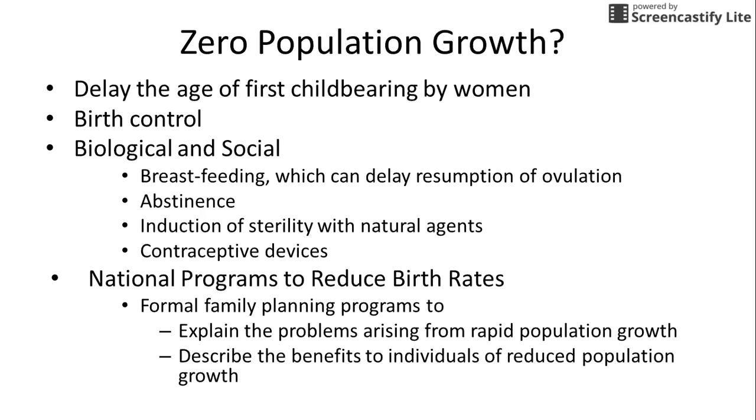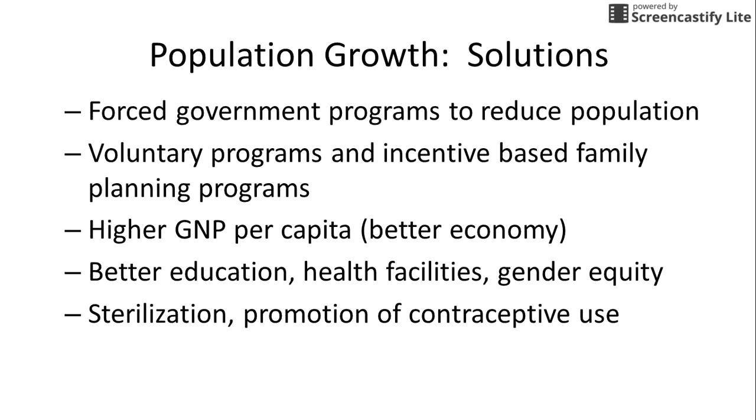And so, looking at the way that people see these issues is very important to trying to slow down population growth. There are national programs to reduce birth rates, formal family planning programs that can help reduce population growth, but can also be very controversial. And so, some solutions: forced government programs to reduce population. We'll talk about China in just a moment. Voluntary programs or incentive based family programs.